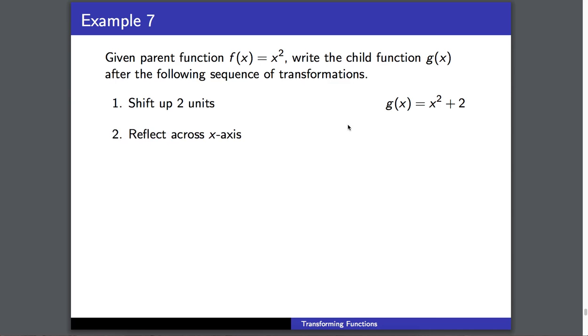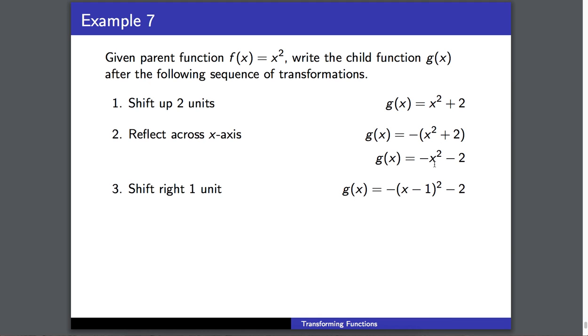Next up, reflect across the x-axis. Well, if we're reflecting across the x-axis, then we're just going to multiply our entire function, so not just the x, but the entire function, by a negative. So if we want to, we can distribute the negative through. We get negative x squared minus 2. So if we're multiplying the whole function by a negative, we might have to put in parentheses and use the distributive property.